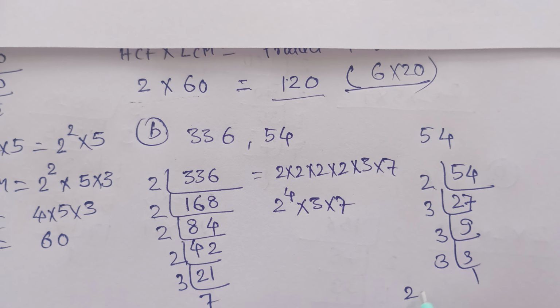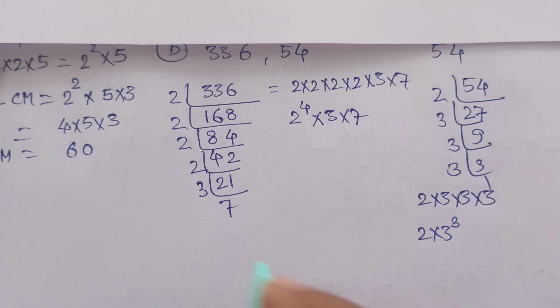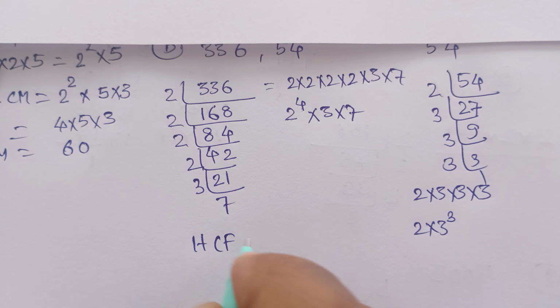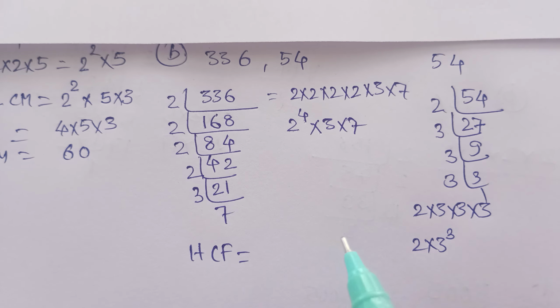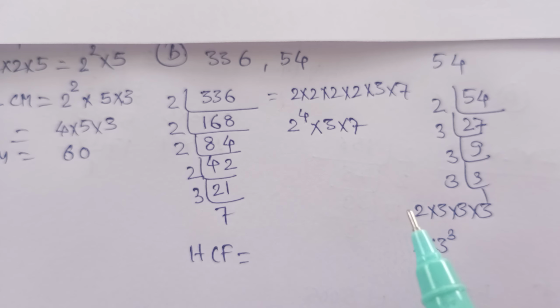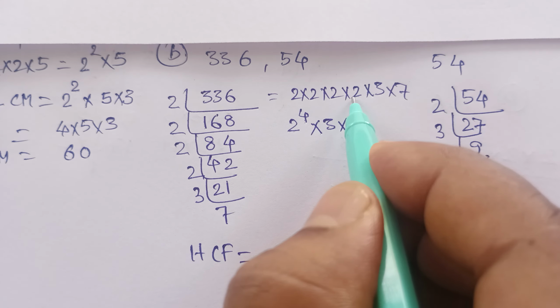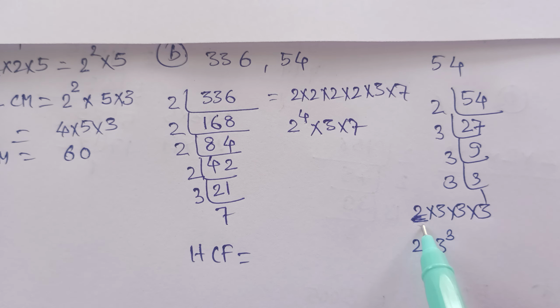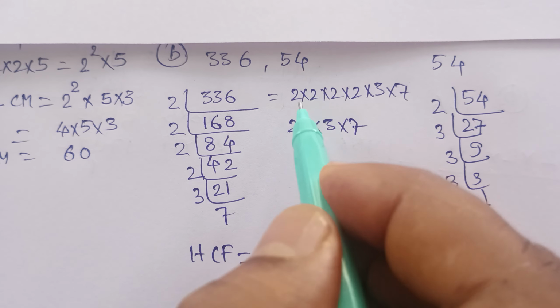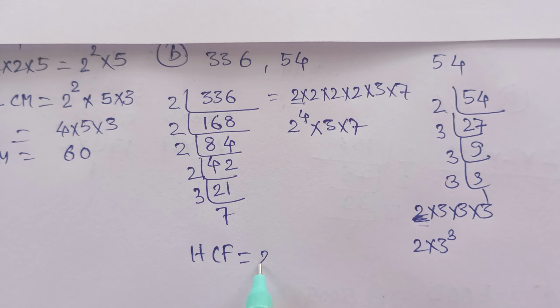We will write 2 into 3 into 3 into 3. This you can write as 2 into 3 to the power 3. Now you have to remember for SCF what we are writing. For SCF we are writing the highest common in both. So what is the highest common in both? You can say here we have only one 2, and we have many for 2, but you have to count only the minimum number which is available in both. So 2 and 2. So first we write 2, correct.